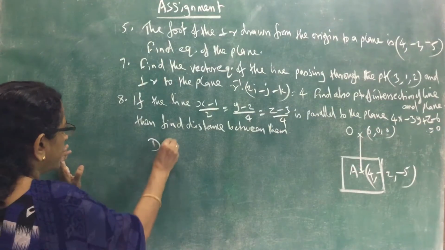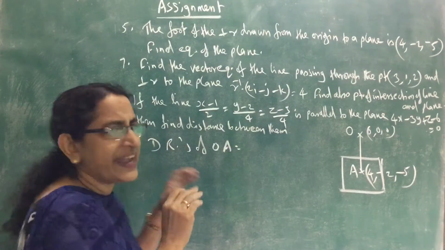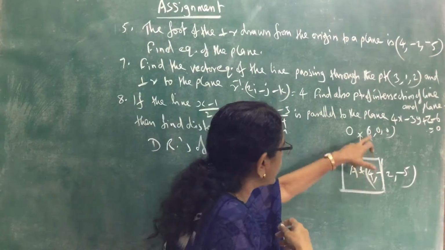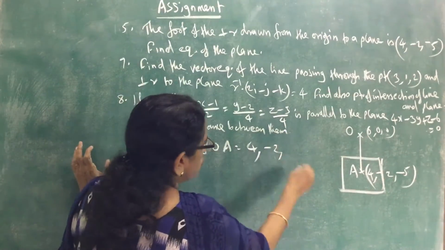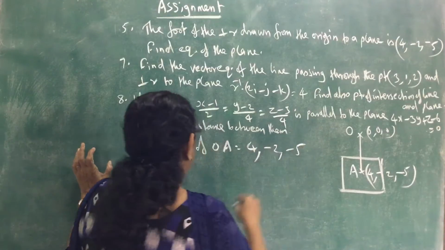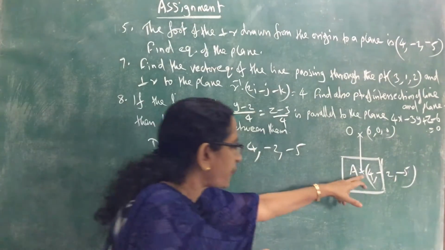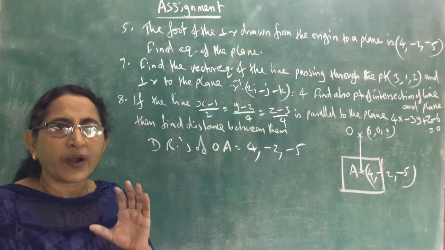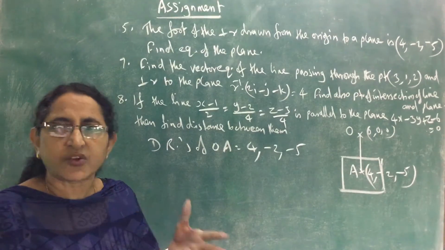What are the direction ratios of OA? They are x2 minus x1, y2 minus y1, z2 minus z1. So 4 minus 0, 4; minus 2 minus 0, minus 2; minus 5 minus 0, minus 5. So the direction ratios of OA are 4, -2, -5. And (4, -2, -5) is a point in the plane. So if you know one point in the plane, and the direction ratios of the normal to the plane, we can write the equation of the plane.